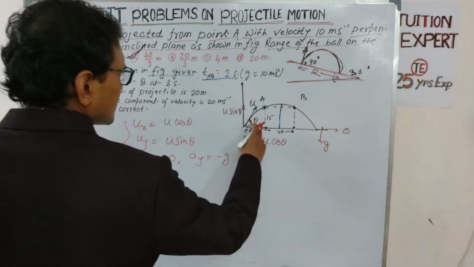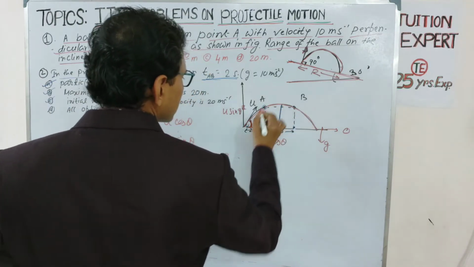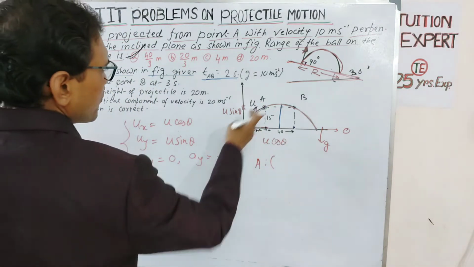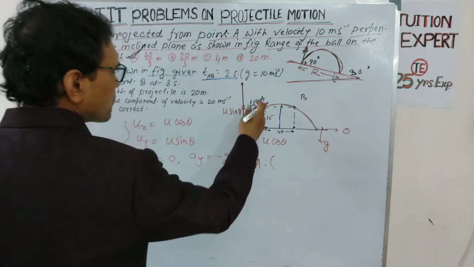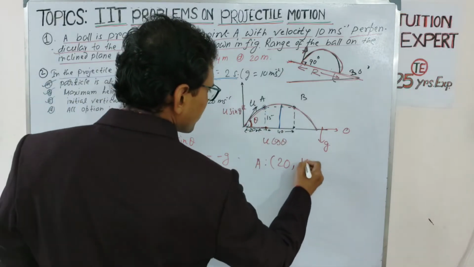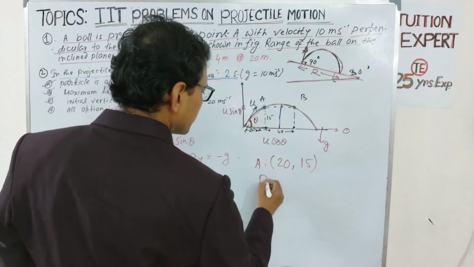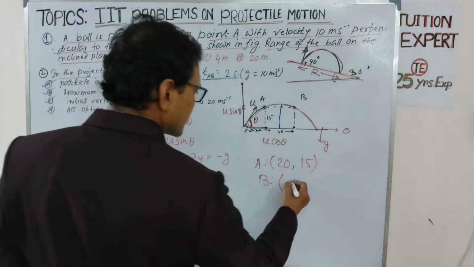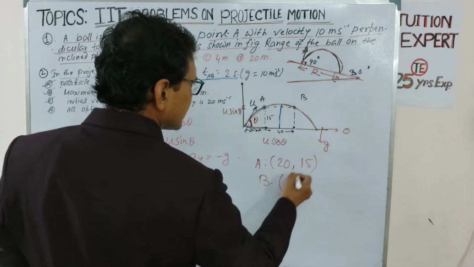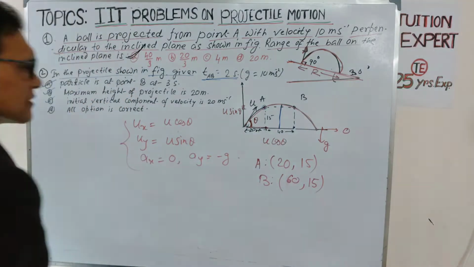Now here this is a projectile path. Now the coordinate of the point A on the path, we can easily write, is 20, 15. X coordinate 20, y coordinate 15. Again at B, the x coordinate will be 60, 20 plus 40, 60, and y coordinate 15. So these are the 2 points on the projectile path.